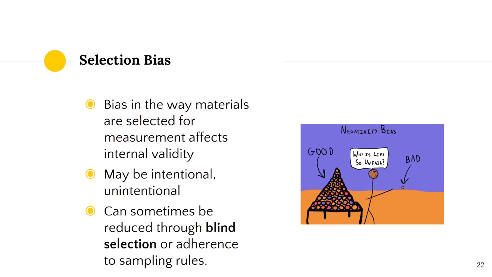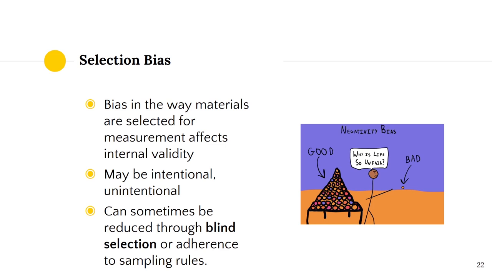So the last set of issues that we'll talk about, which can destroy the internal validity of our experiment and can reduce the confidence we have in our results, is bias. Now, bias covers a wide range of issues. We have selection bias, measurement bias. We'll talk about some other forms of bias in a section. Bias can be intentional or unintentional. And let's start with selection bias.